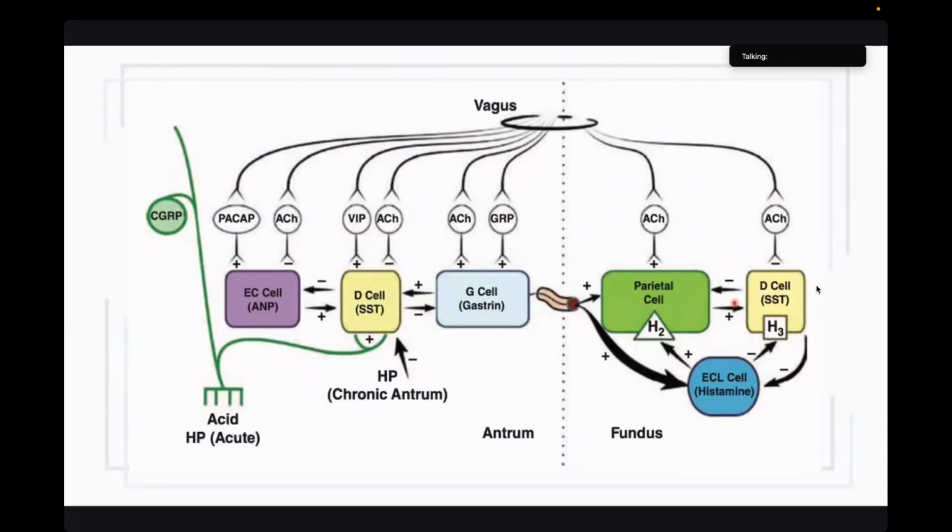There are some which inhibit acid secretion, and the most important are the somatostatin from the D cells. Somatostatin inhibits G cells, ECL cells, and the parietal cells, and this inhibition is important to maintain balance.